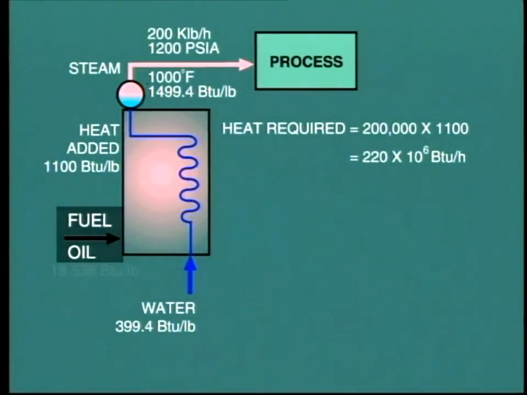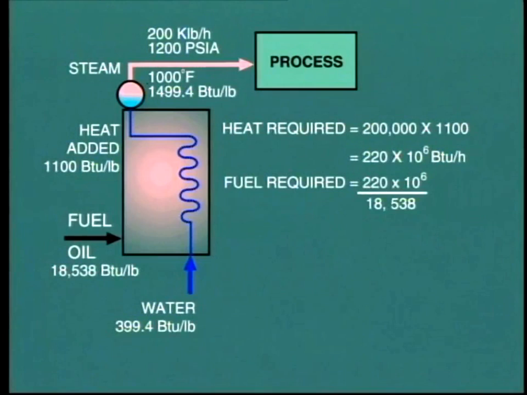In this case, its heat content is 18,538 BTU per pound. So dividing the heat required by the calorific value of the fuel, that is 220 million BTU per hour, divided by 18,538 BTU per pound, the quantity of fuel indicated is 11,867 pounds per hour, say 5.3 tons per hour.